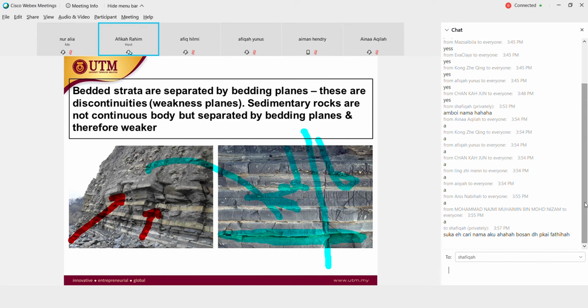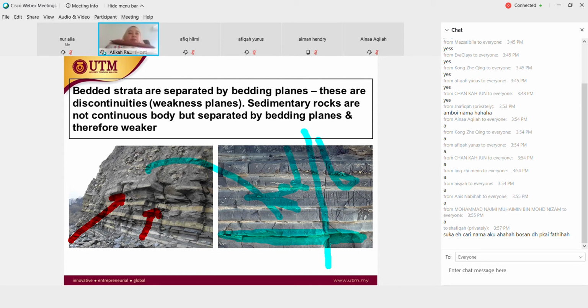So bedded strata are separated by bedding planes. These are discontinuities, weakness planes. Sedimentary rocks are not a continuous body but are separated by bedding planes and are therefore weaker. I'll open the video again to show you how things get weaker. You have this, and then you have this one and this one. This is like your layer of cake, right? If I put something in between here, this one.